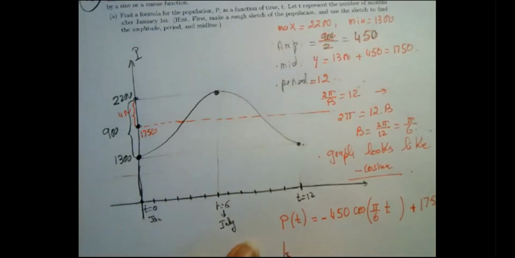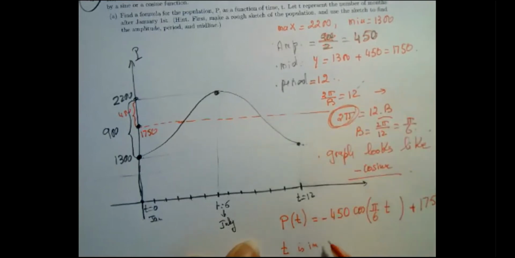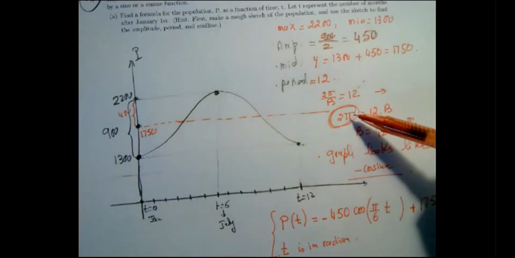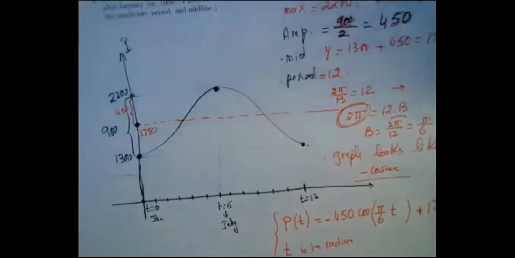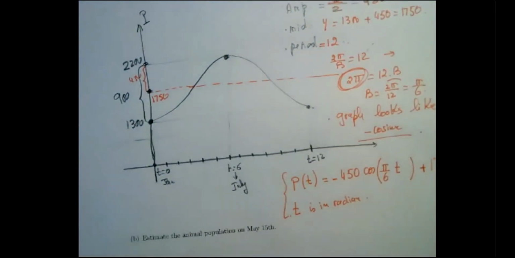And the t here is in radians, because we're using the period 2 pi, which is radians. So t is in radians. That's important because to answer the question, we have to make sure our calculator is in radian mode. Since I used 2 pi, my t is in radians. If I had used 180, my t would be in degrees. So that's the formula for the population.